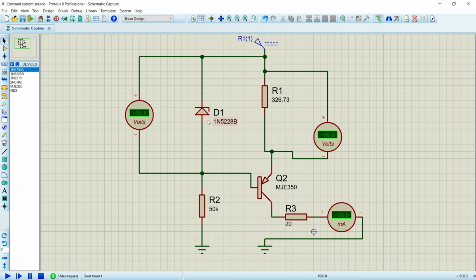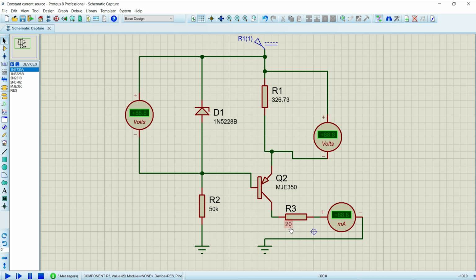The Zener diode helps keep the voltage fixed. Here we wanted to keep a fixed voltage across the resistor R1, as we can see. So the fixed voltage is ensured by the Zener present here. The values of the components are designed according to the specifications. So now let's run the circuit.